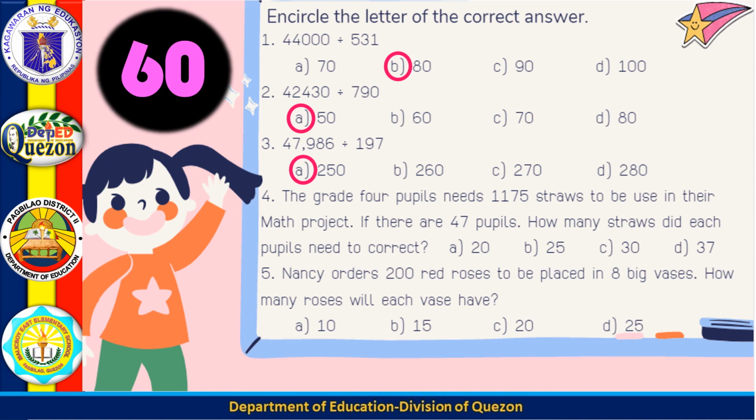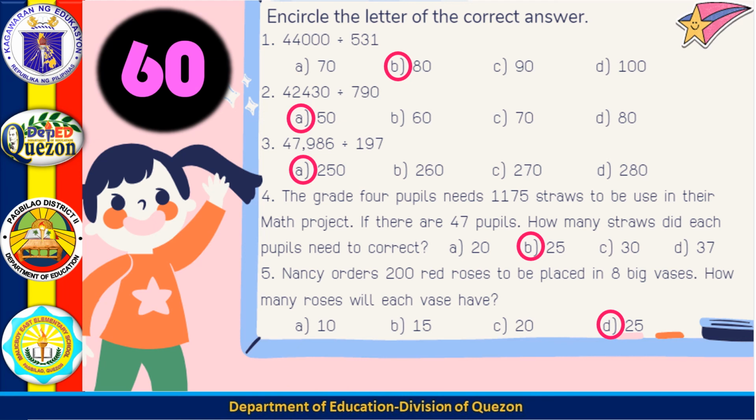Then number 4. The grade 4 pupils need 1,175 straws to be used in their math project. If there are 47 pupils, how many straws did each pupil need? Letter A, 20; B, 25; C, 30; and D, 37. The answer is letter B. And last, number 5. Nancy orders 200 red roses to be placed in 8 big vases. How many roses will each vase have? The answer is letter D, 25.